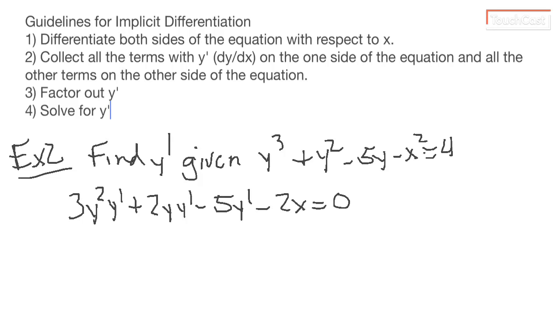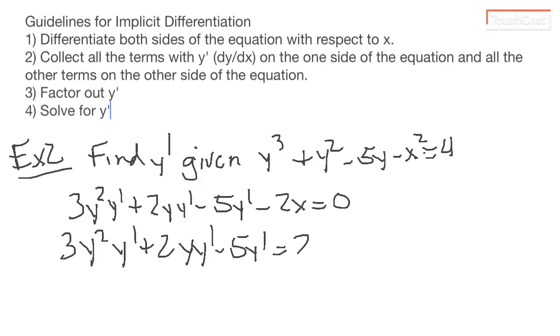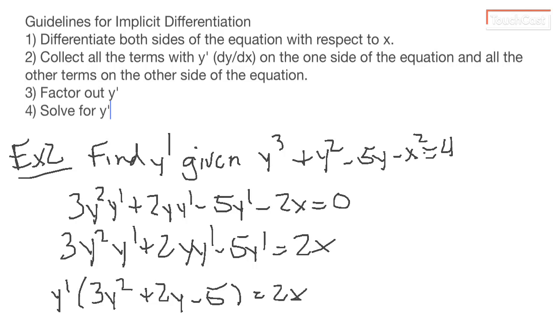So I'm going to move the 2x to the other side. I'm going to have 3y squared y prime plus 2y y prime minus 5y prime equals 2x. And then I notice on the left side, everything happens to have a y prime. So I'm going to factor y prime out and have y prime times (3y squared plus 2y minus 5) equals 2x. And then to solve for y prime, I'm just going to divide both sides.